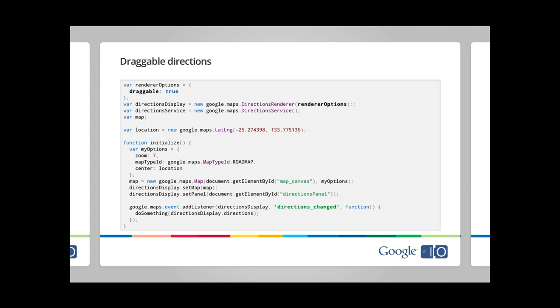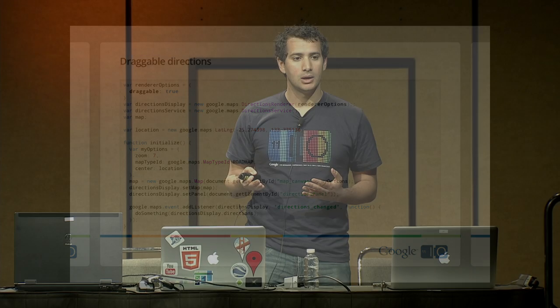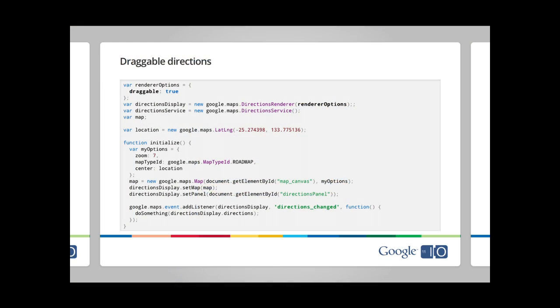And now, since the user has an ability to drag directions, you as a developer may want to know when they've interacted with that and when the directions have changed. You just need to listen to the directions_changed event, which we now expose, and then you can perform some action.